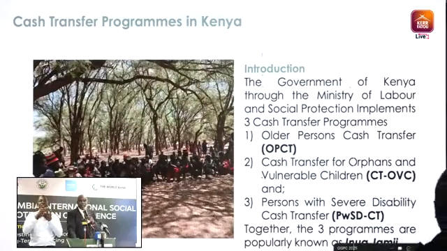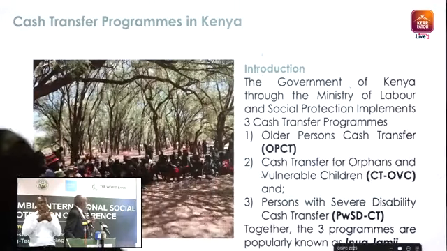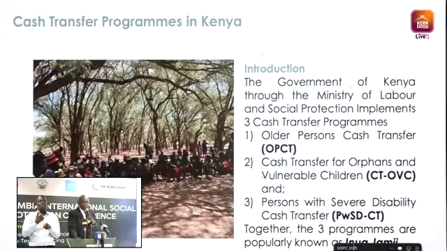So just a precursor, we have 3 cash transfer programs: the older persons cash transfer, the CTOVC, and of course persons with severe disability cash transfer. I'm trying to emphasize severe disability, not disability, severe disability, one who requires 24-hour support.